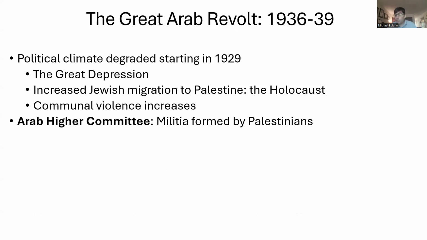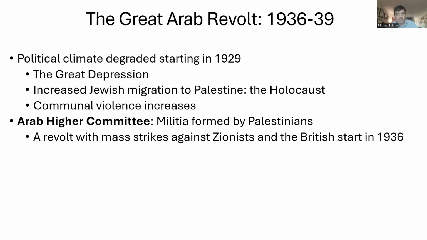So the Palestinians form something called the Arab Higher Committee, mobilizing volunteers to go and fight for Palestine, to prevent more migration. And they engage in a mass revolt against Zionists and the British starting in 1936. The union activists organized mass strikes. There was also political violence committed against these Jewish settlers and British targets.